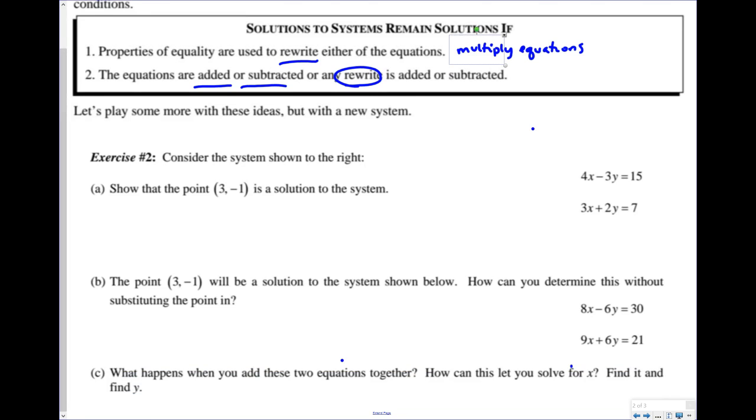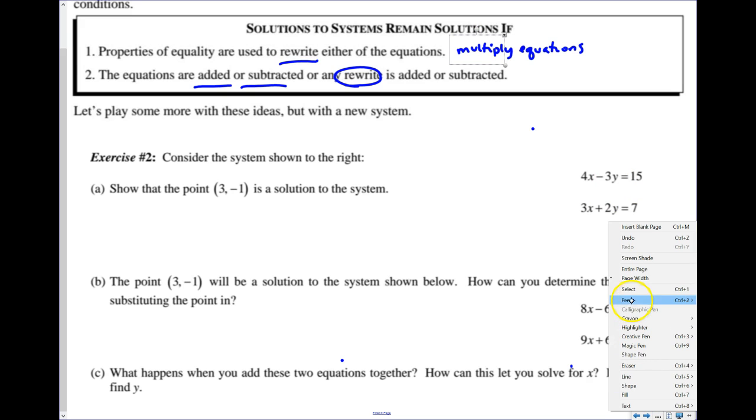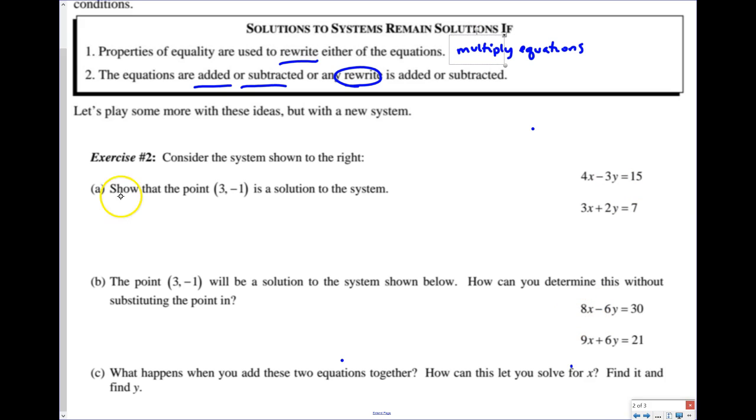Consider this system shown to the right: 4x minus 3y equals 15 and 3x plus 2y equals 7. Part A says, like usual, show that (3, -1) is a solution. What does show mean? It means plug this in, right? Show that x equals 3 and y equals negative 1 works. So I'm going to take my first equation, 4x minus 3y equals 15, and plug in 3 and negative 1. So I get 4 times 3 minus 3 times negative 1 equals 15.